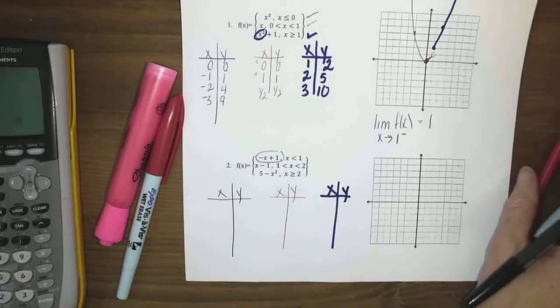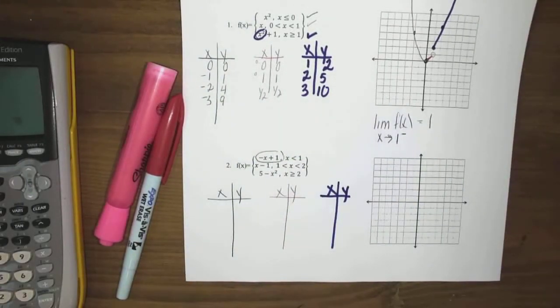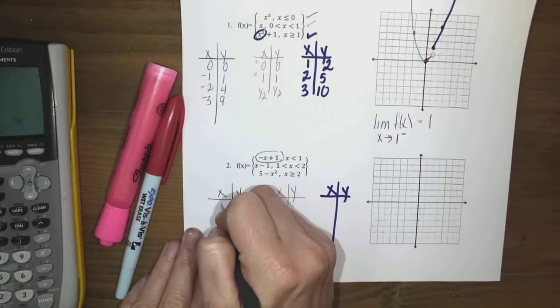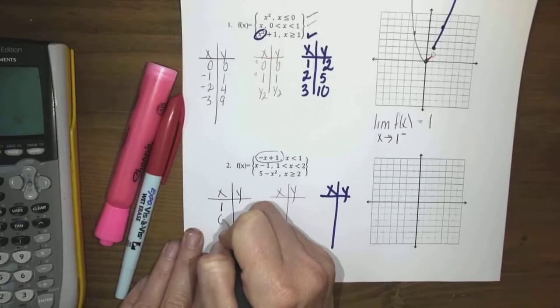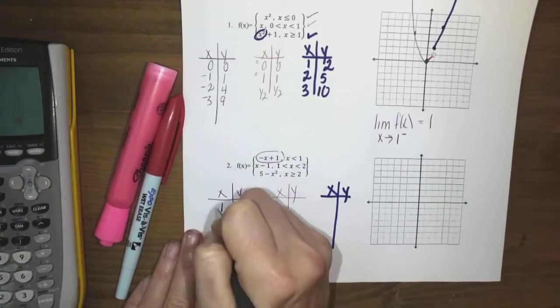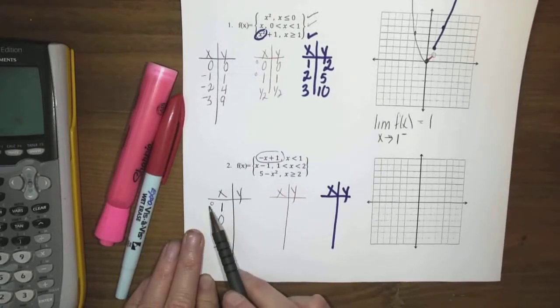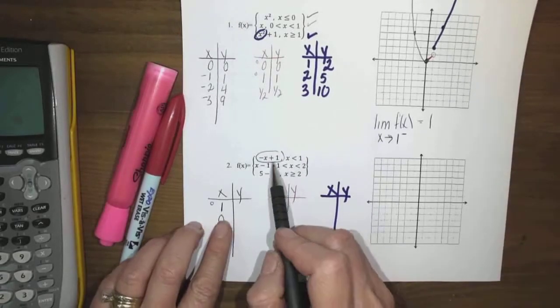It is a negative x, no exponent, so I know it's part of a line. I'm allowed to plug in x is less than 1. I'm actually going to cheat and plug in 1 and numbers less than 1. I'm just going to put a reminder here to myself that I really wasn't allowed to plug in a 1, so I'm going to make sure that dot is open.